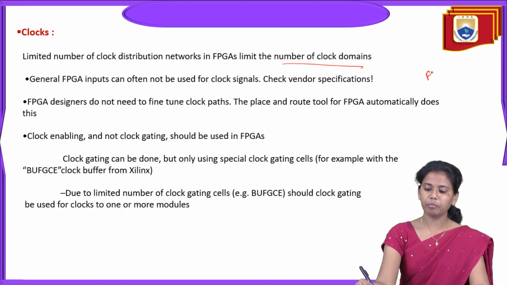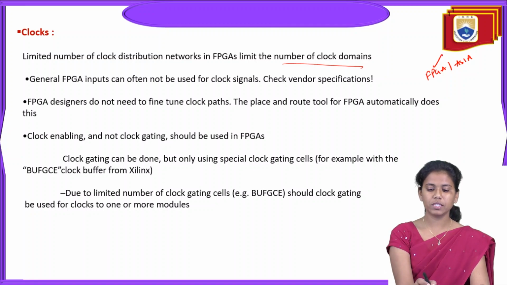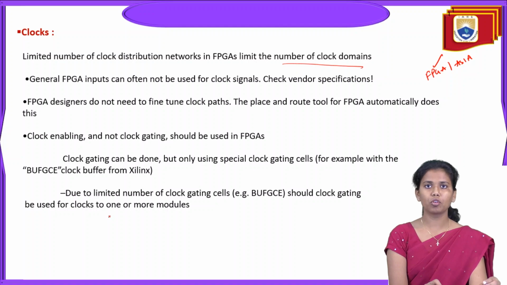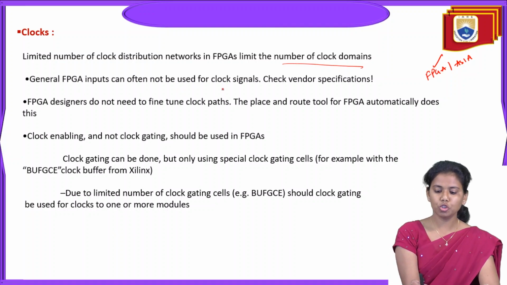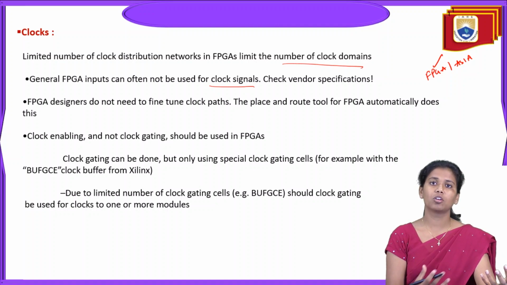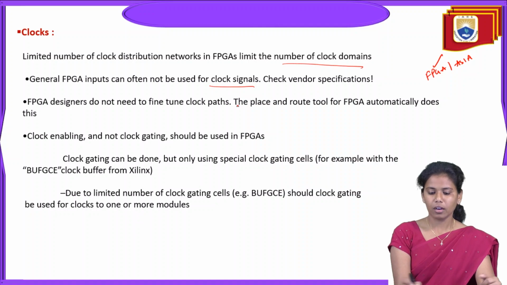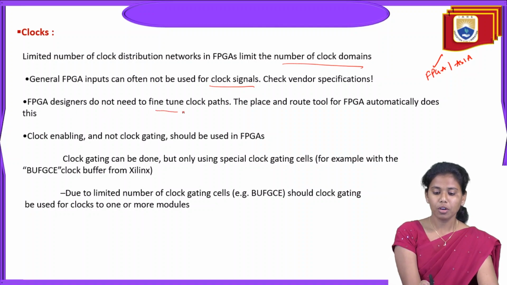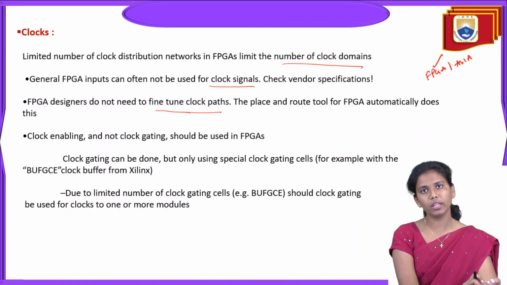So as we say, if you compare FPGA and ASIC, FPGA is more convenient to consider, right? And one of the things in terms of clock is that there are a limited number of clock domains considered in the FPGA. And general FPGA inputs can often not be used for clock signals. So in general FPGA designing, the consideration of clock designing is not that needed. Then FPGA designers do not need to tune clock paths. So there is no need to ponder more on the clocks.